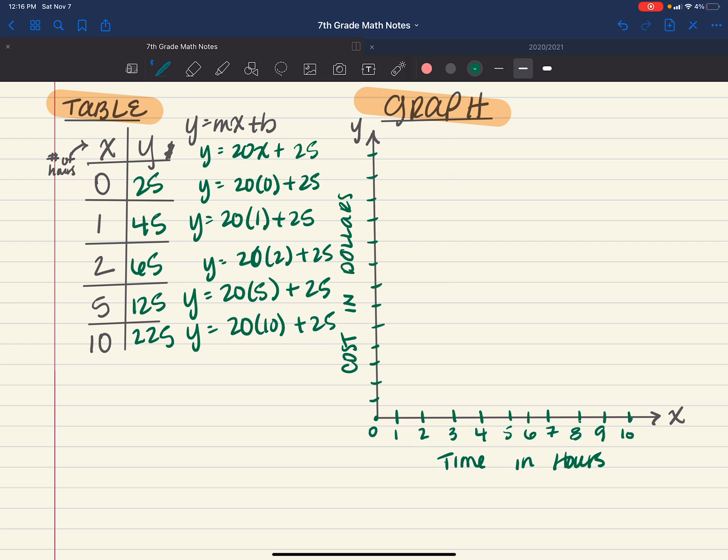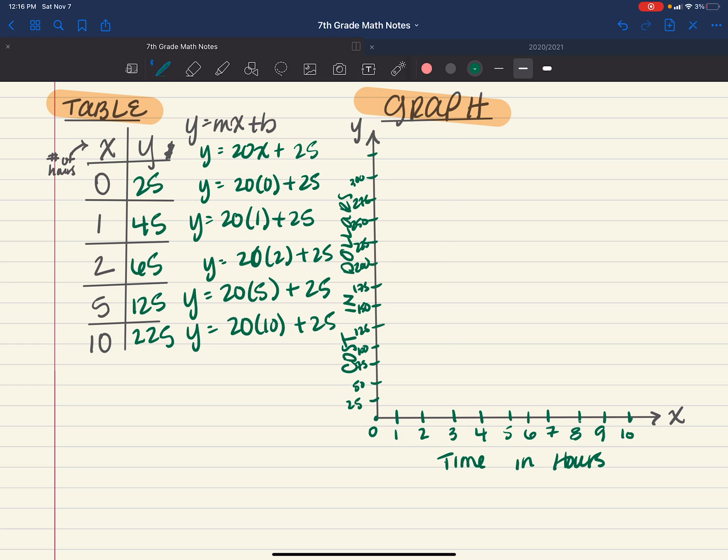Now when I'm labeling my cost in dollars, since I can see on my table that I'm going from $25 to $225, I'm actually going to count by 25s. I guess I can label every single one, I'll just have to write teeny tiny. 125, 150, through 300. And now I'm going to graph.